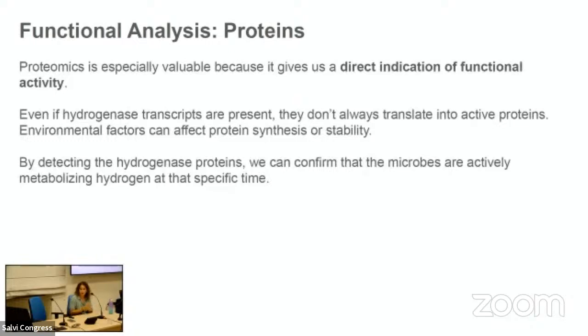And proteomics give us direct information of the functional activity in your sample or in your specific community, right? So let's say you have hydrogenase transcripts, so you have the RNA. It doesn't always translate to active proteins. While if you have hydrogenase proteins, you know that those microbes are actively metabolizing hydrogen, okay? But still, if you go up to proteins, this is much more difficult. You lose other information, you go deeper and deeper into this hole of hardness.